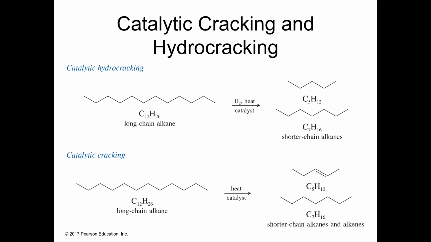Another important process that goes on in an oil refinery is cracking and hydrocracking. Hydrocracking involves the use of hydrogen gas, heat, and a catalyst. We get a combination of shorter chain alkanes from a larger alkane, and then cracking without the hydrogen gas gives us an alkene and an alkane. As far as what the catalyst is, that's a proprietary trade secret, but they use a special catalyst for this process.